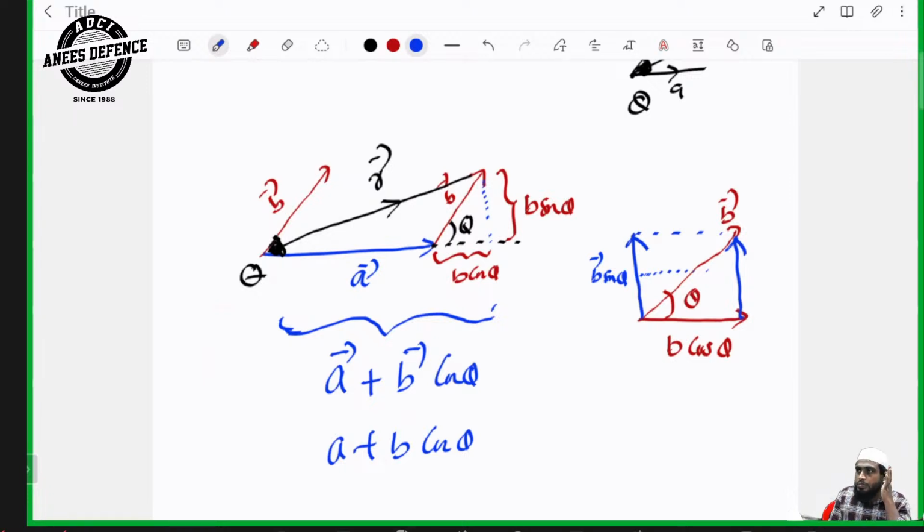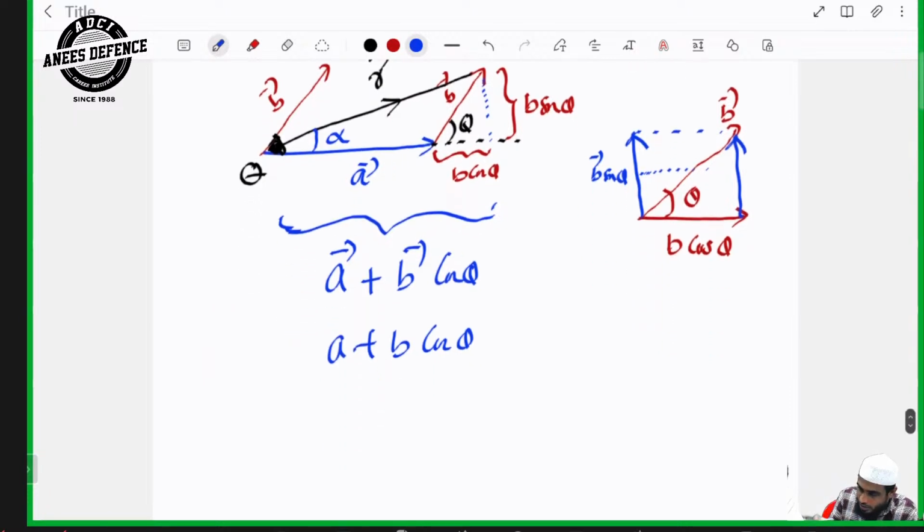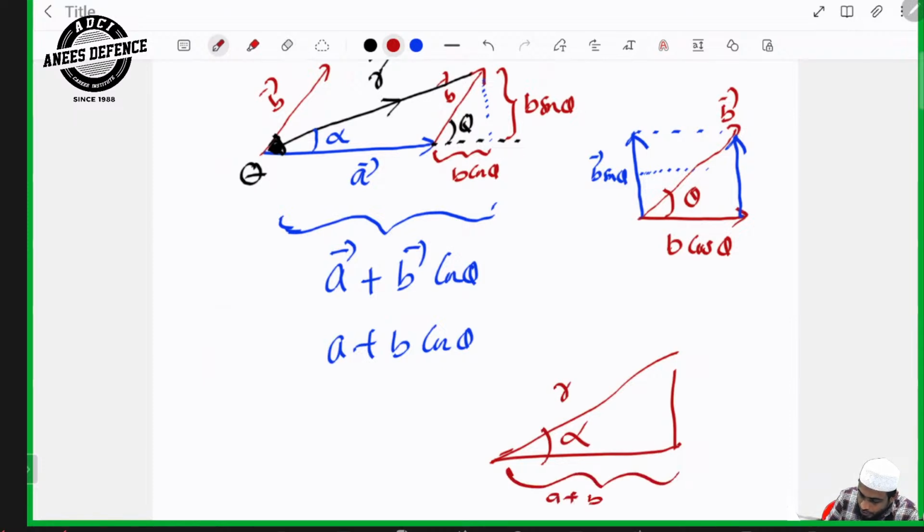This is alpha, the angle between the resultant vector and one of the vectors. So here you are getting a triangle. I will show you the triangle. A triangle with alpha. This is R. This is A plus B cos theta. This is B sin theta. That big triangle.